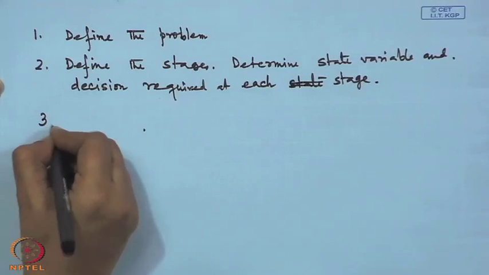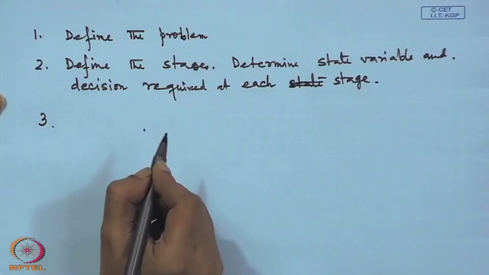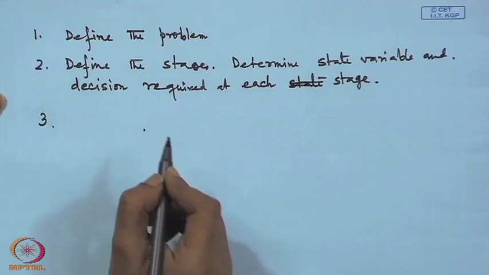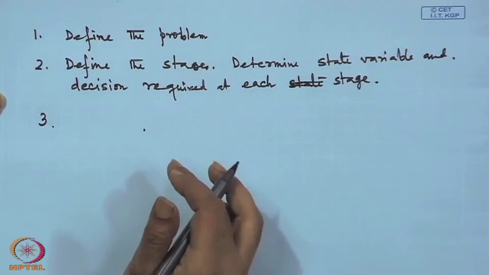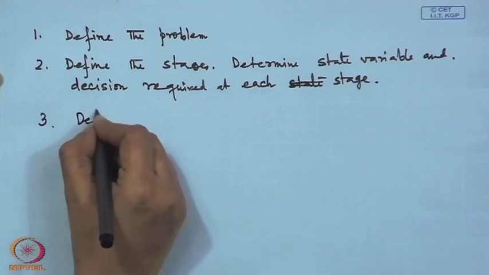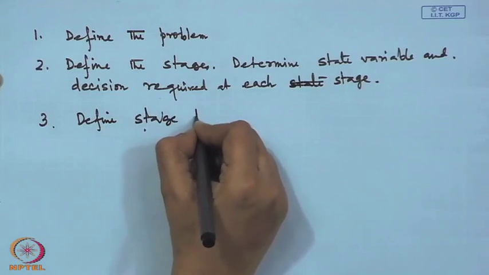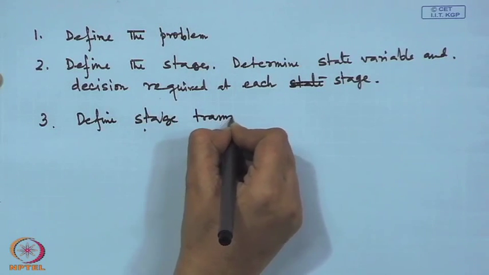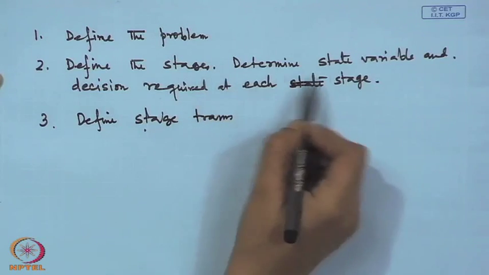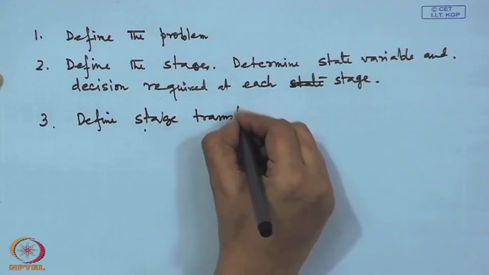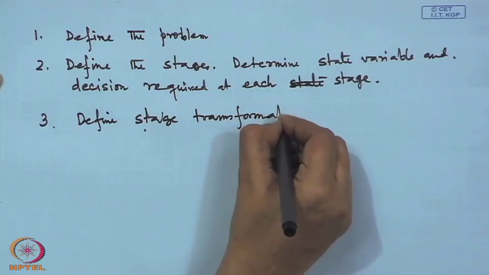We will move to the third step. We will specify the relation of how one state of one stage can be moved to the state of the other stage. That is why we need to define the state transformation equations. Once we are forming the state variables, from there we can formulate the state transformation equations.